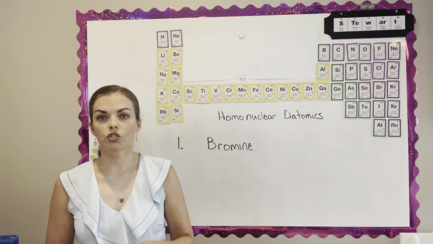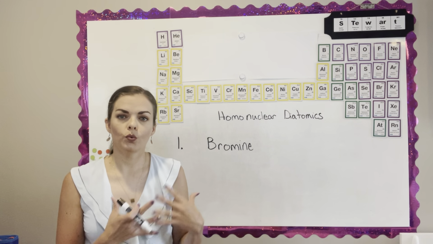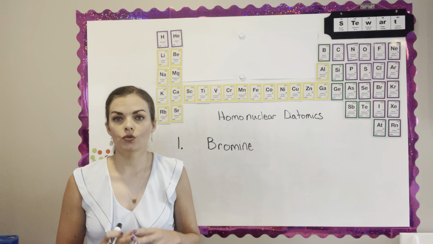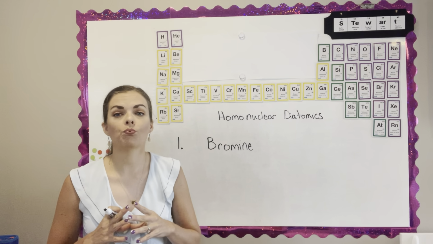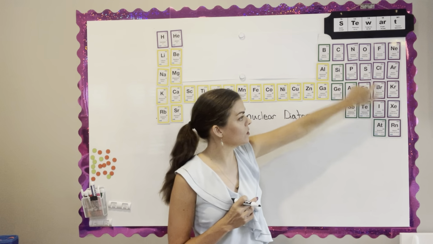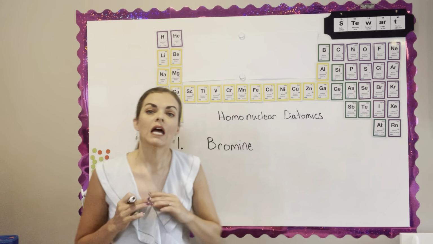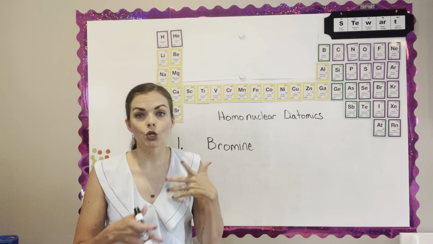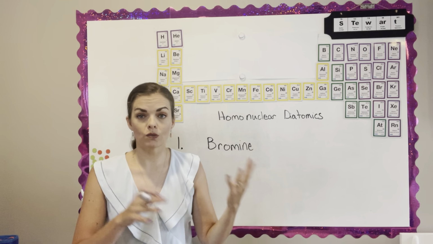Comprehension check question number 1 says to draw the Lewis structure for bromine as it occurs naturally, and to use a dash for the bond. Bromine is in this 7 of the homonuclear diatomics. Naturally, you're not going to ever find just bromine. It is going to be in a compound, so that's what we're going to draw.